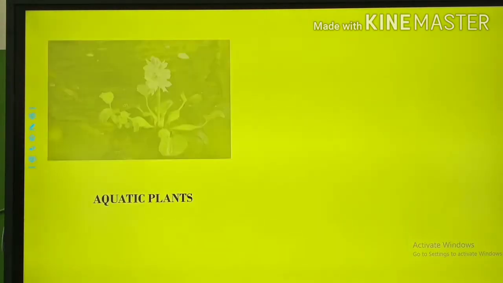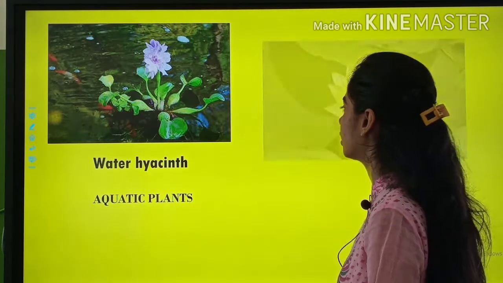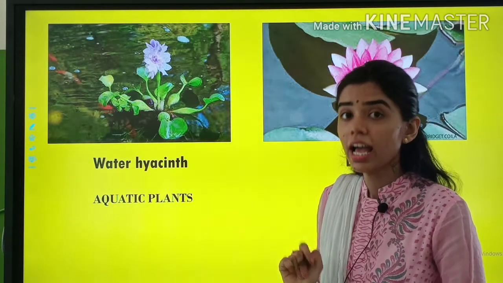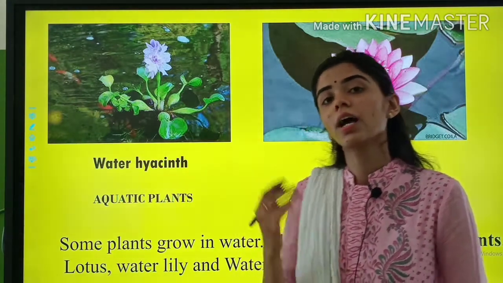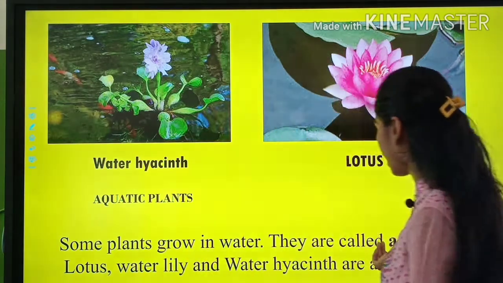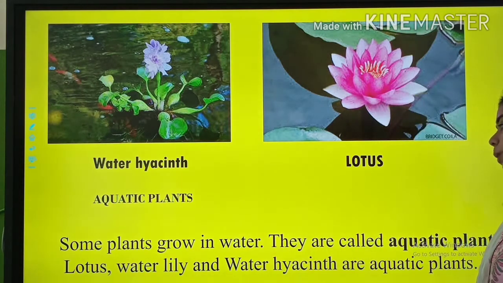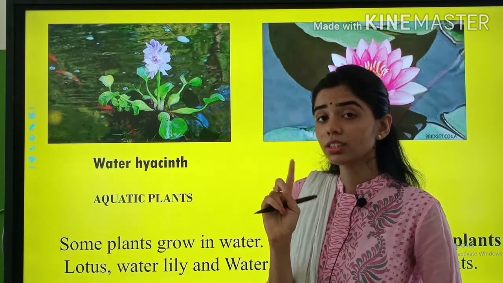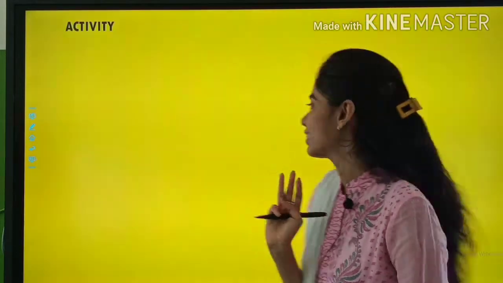Then, aquatic plants. We had studied about aquatic plants. These are the examples of it. Water hyacinth and lotus. Now, what are aquatic plants? Plants that grow in the water are known as aquatic plants. Some plants grow in water. They are called aquatic plants. So, these were the examples: lotus, water hyacinth and water lily.